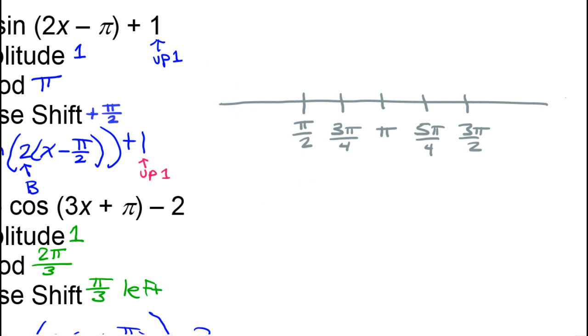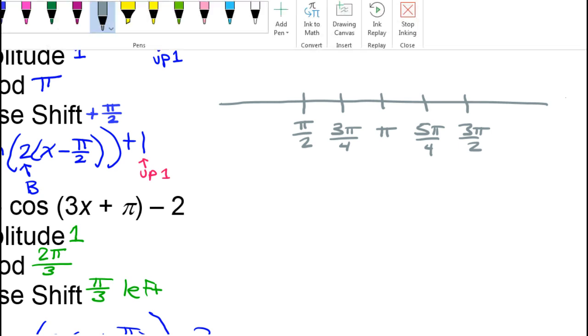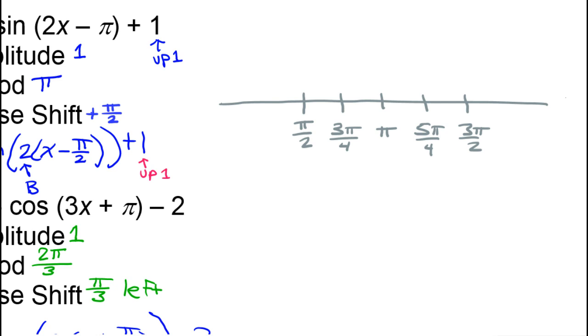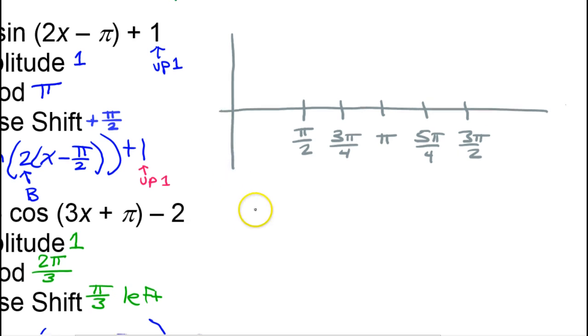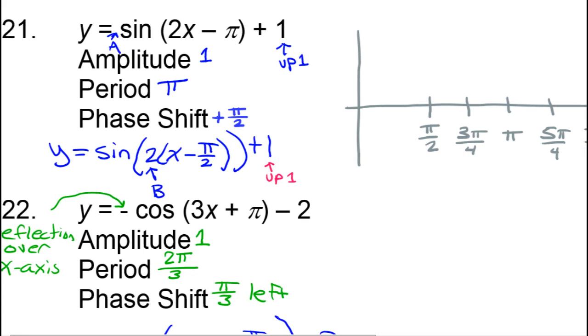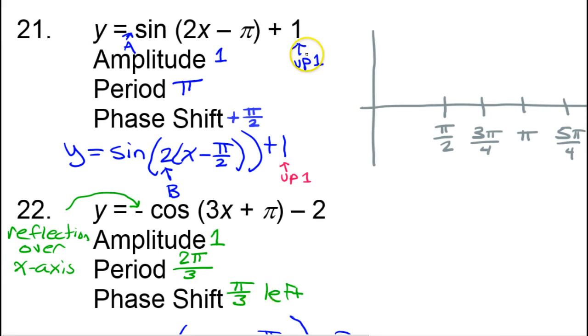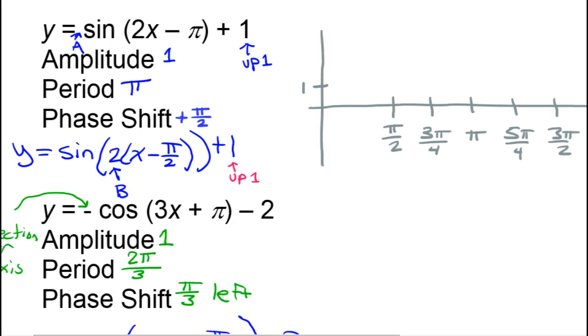Now I'm going to temporarily put a y-axis, which I know is going to be somewhere over here to the left. I don't know exactly where. But I'm going to put a y-axis over here. So here is my y-axis. Let's put some marks on this. Be careful. We have a vertical shift of up 1. So that means that the midline will not be the x-axis anymore. The midline is going to be up 1. So if I put a 1 right here, this is going to be the midline.